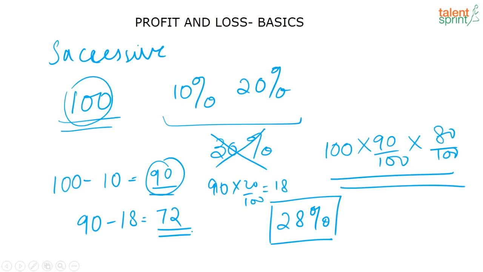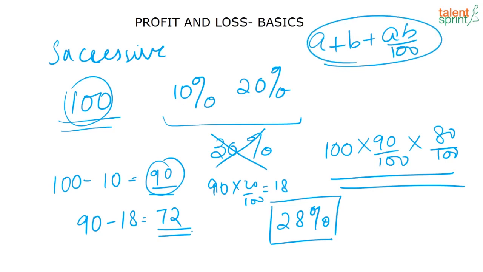Now the effective percentage formula that we used in percentages is very useful here. What was the effective percentage formula we learned? If there are two variables whose values keep changing at A percentage and B percentage, the effective percentage is defined as A plus B plus AB by 100. You can apply this formula here to calculate the net discount. So for this question it will be 10 plus 20 plus 10 into 20, correct? That is 200 by 100.